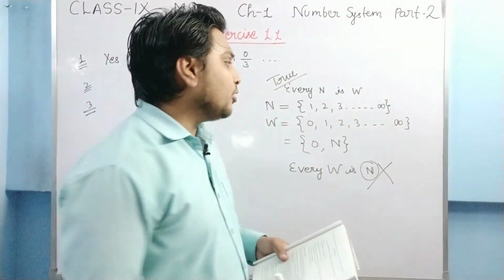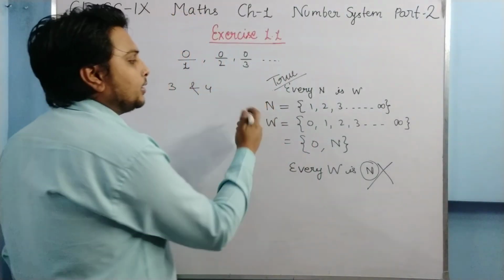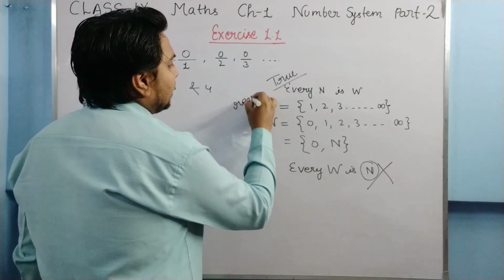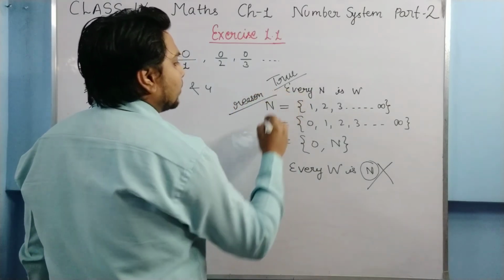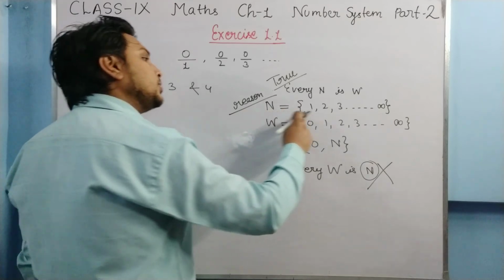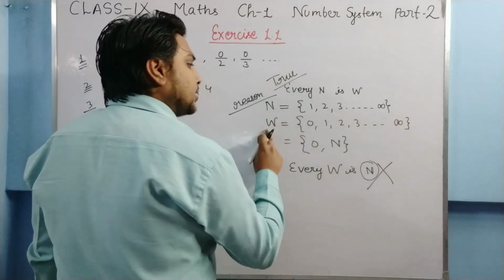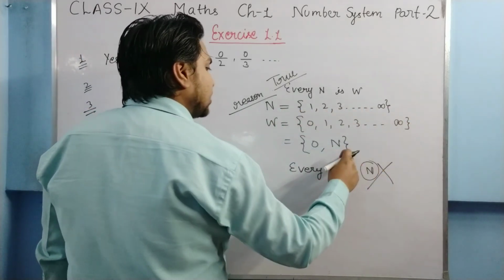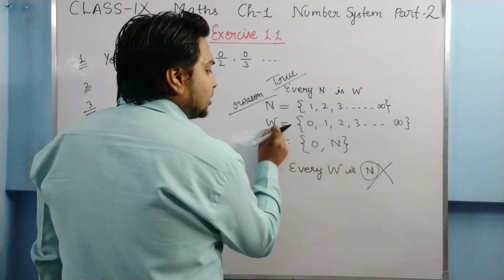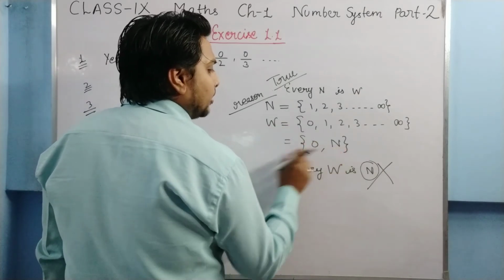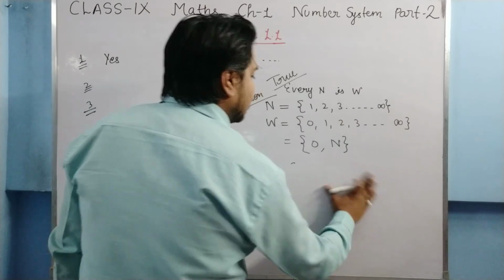And give reason for your answer. So you can write the reason like this, that in the set of natural numbers, all the numbers are like this. In the set of whole numbers, the numbers are like this. So we can see that in the set of whole numbers, 0 and natural numbers, this type of number is there. Okay.